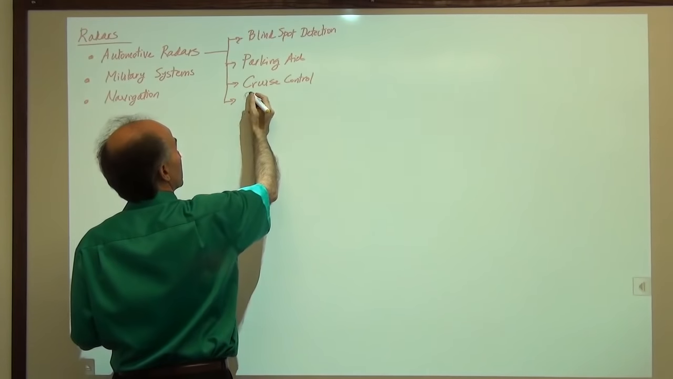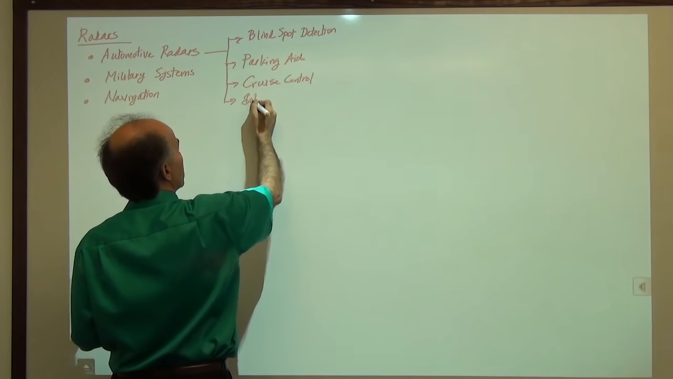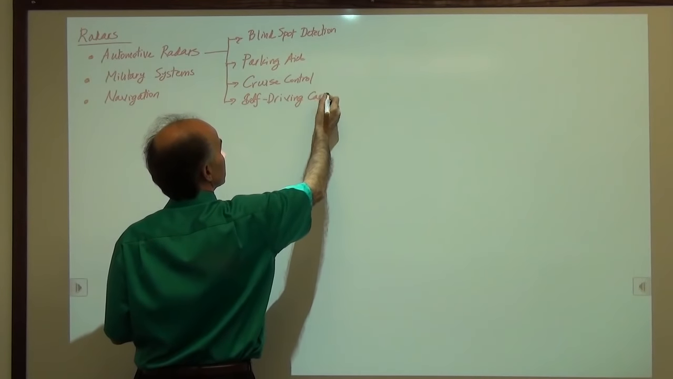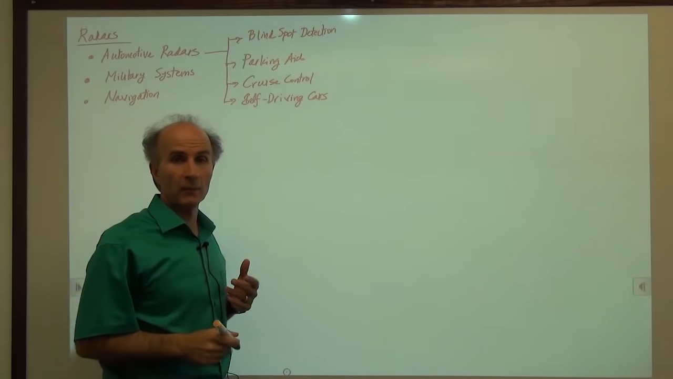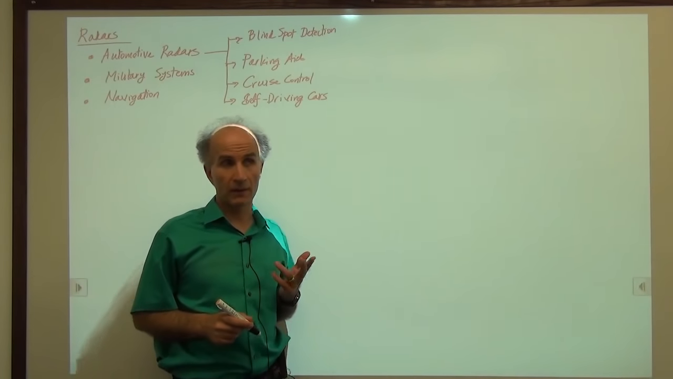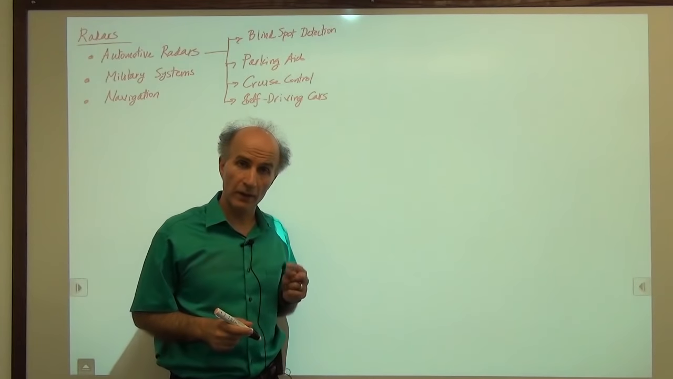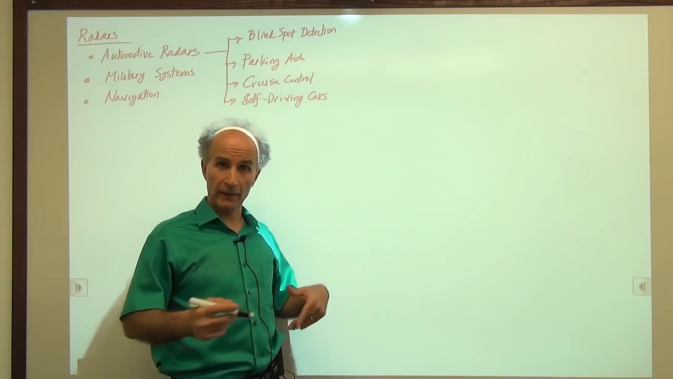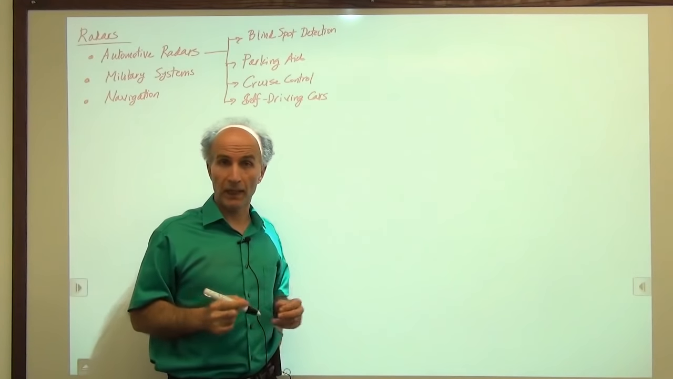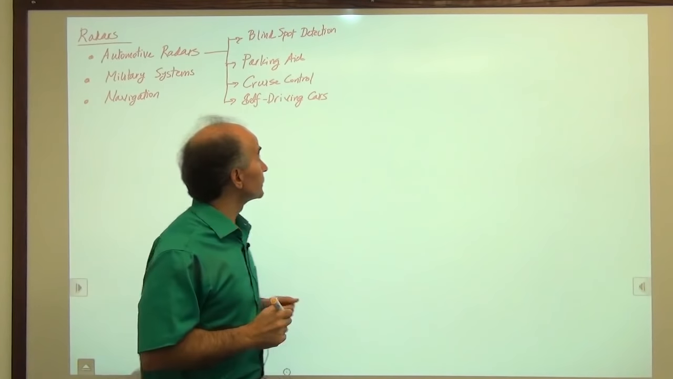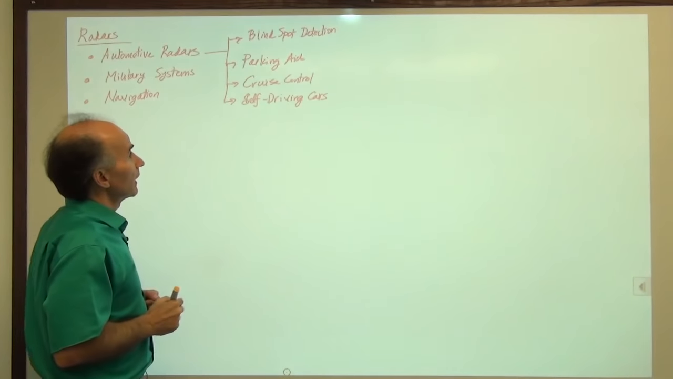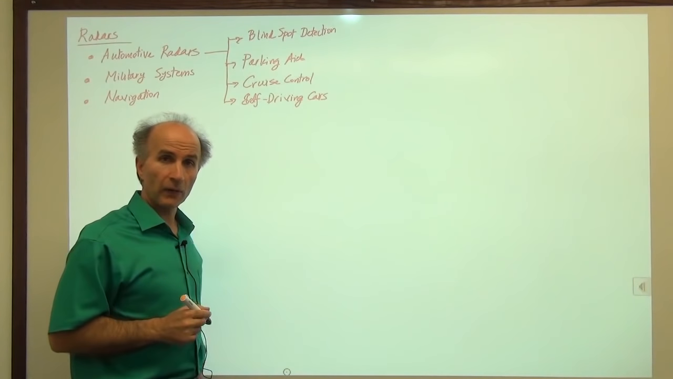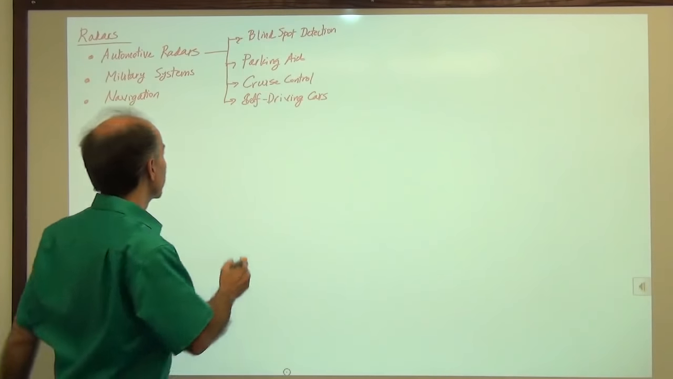and what we call self-driving cars. In fact, as I understand it, even by the year 2017 or 2016, there will be some cars on the road that can go into autopilot. So you press a button, you sit back, and the car will drive by itself. So that would be very interesting to try. Okay, so we want to look into radars and see exactly what it is that they do and how they become useful for these functions.